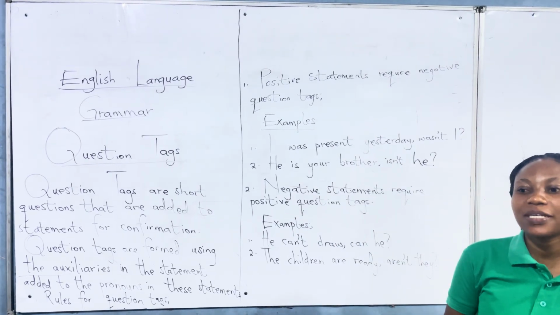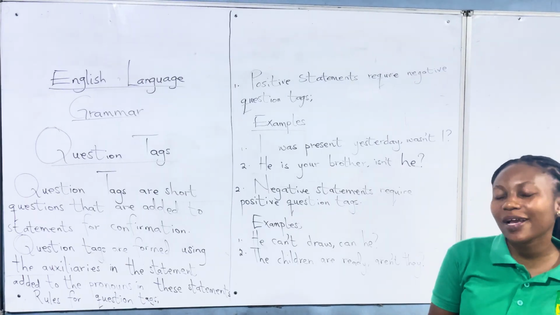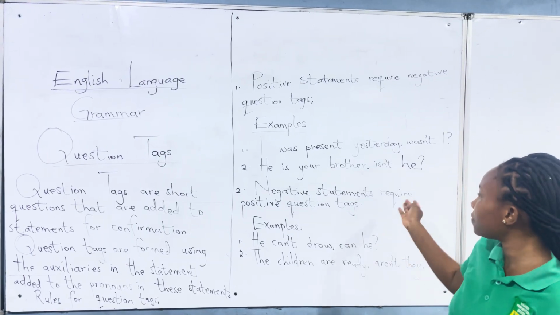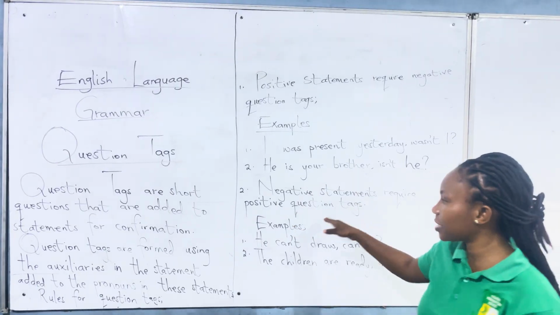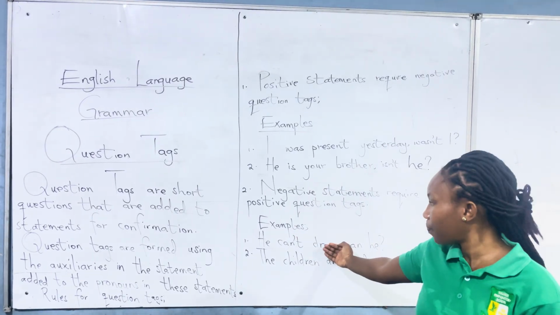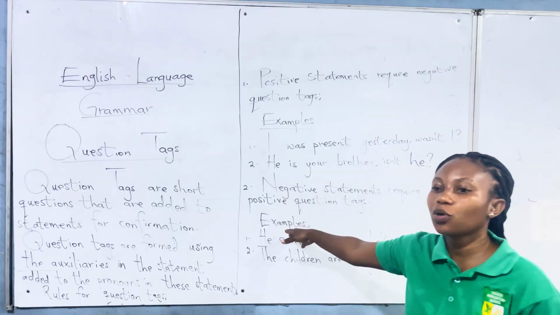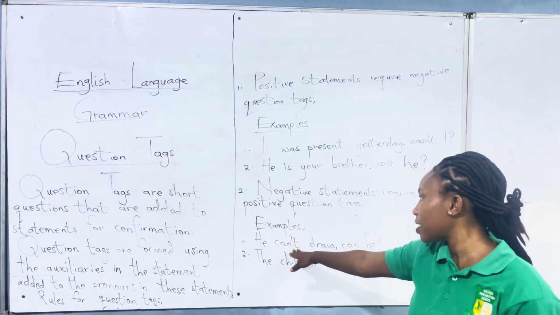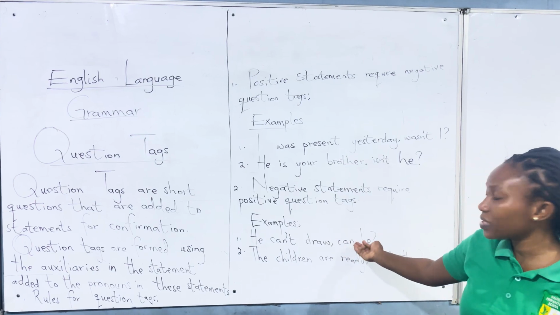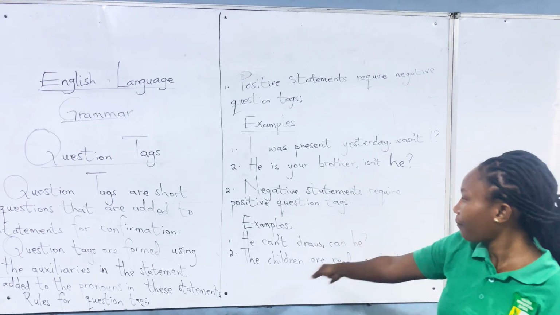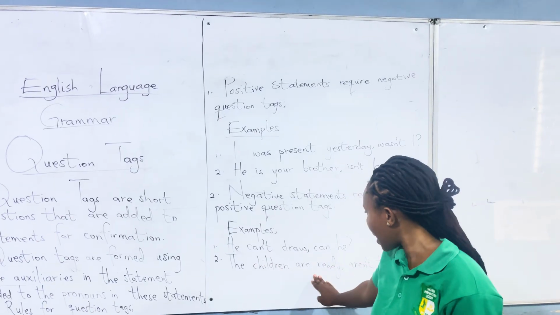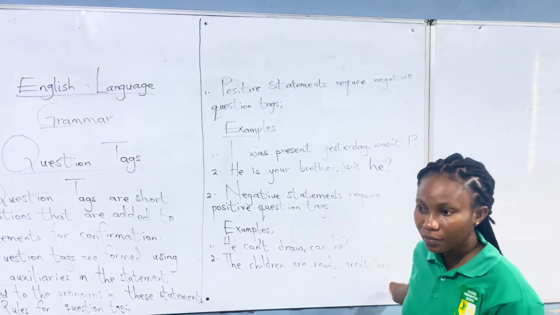Now let's move to negative statements that require positive question tags. So when your statement is negative, you need to add a question tag that is in the positive form. So negative statements require positive question tag. Example, he can't draw. This is a negative statement because it contains the indicator not, which has been contracted. So he can't draw. So your question tag will be can he? The children are ready. Positive tag. Aren't they?